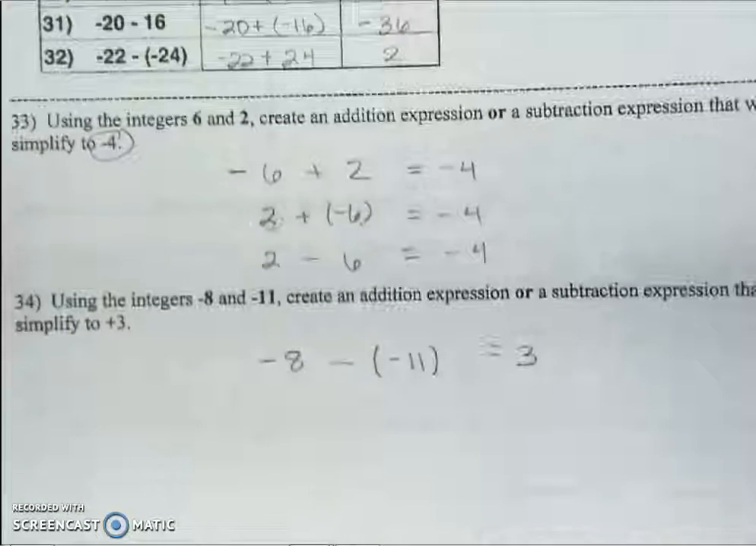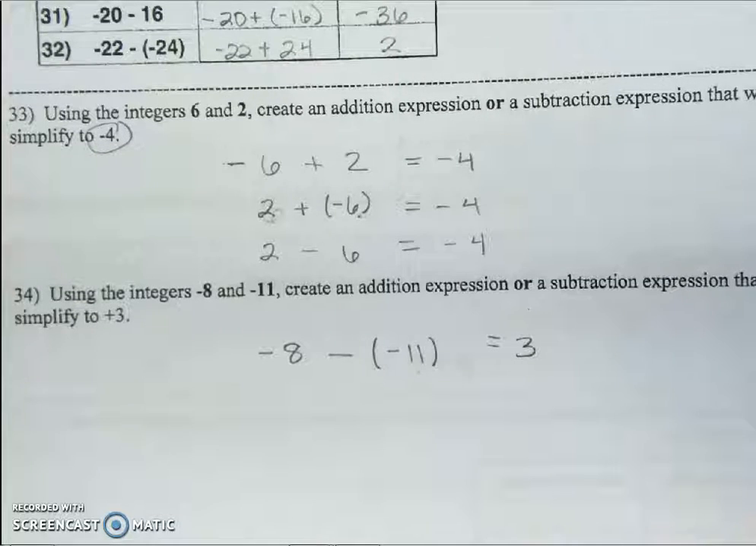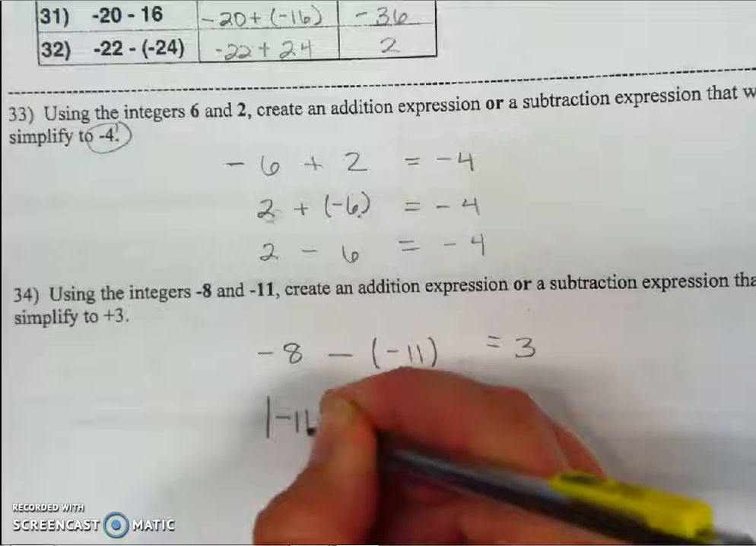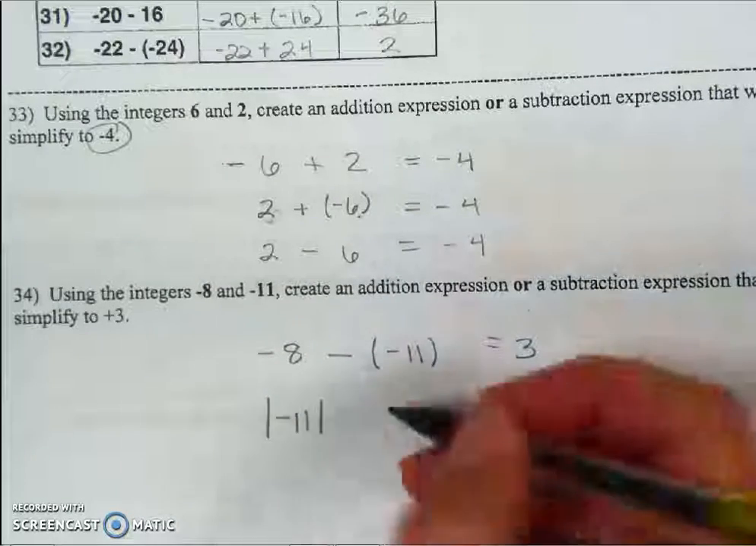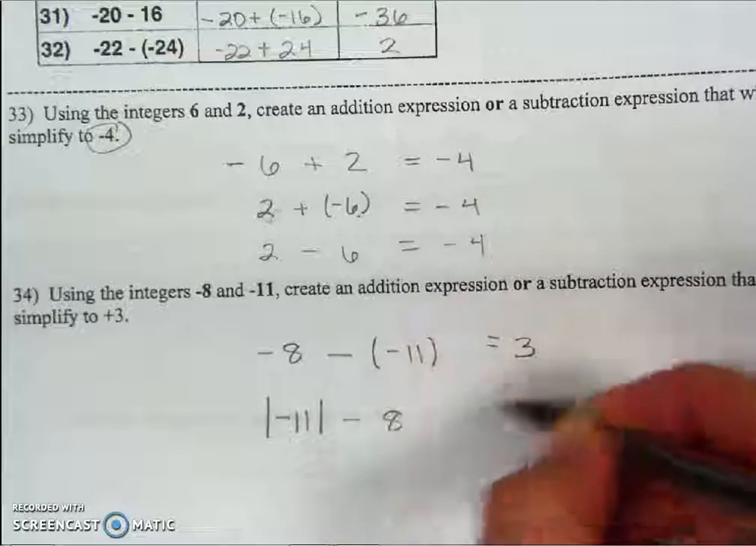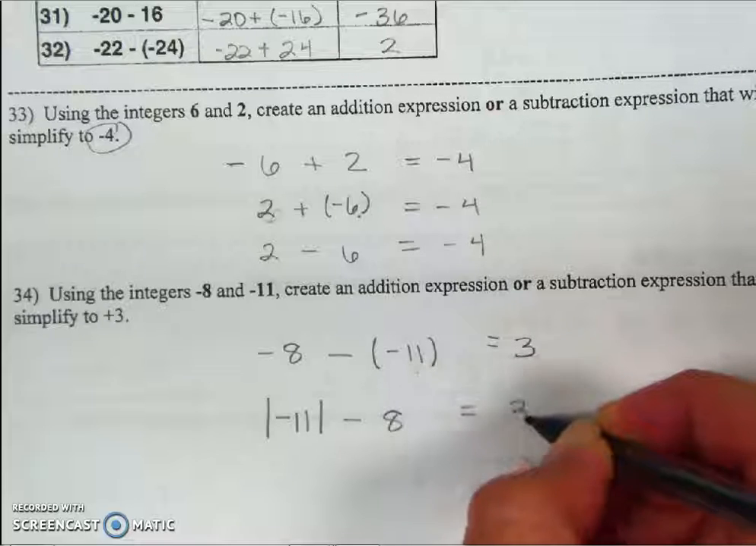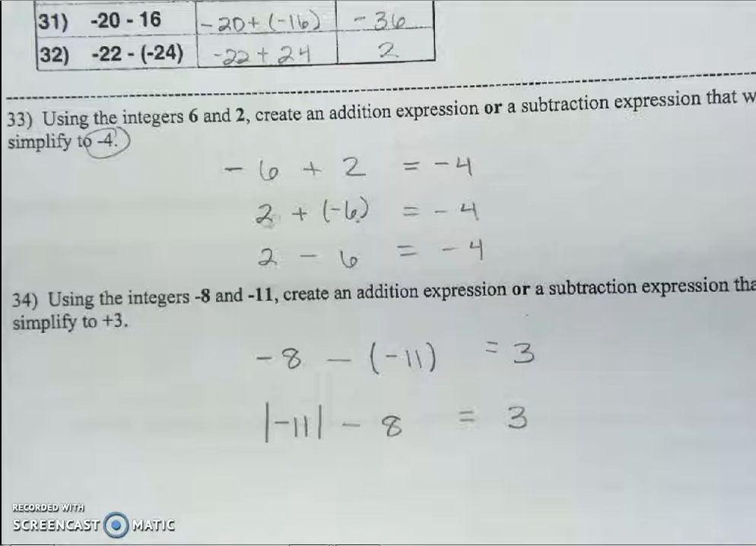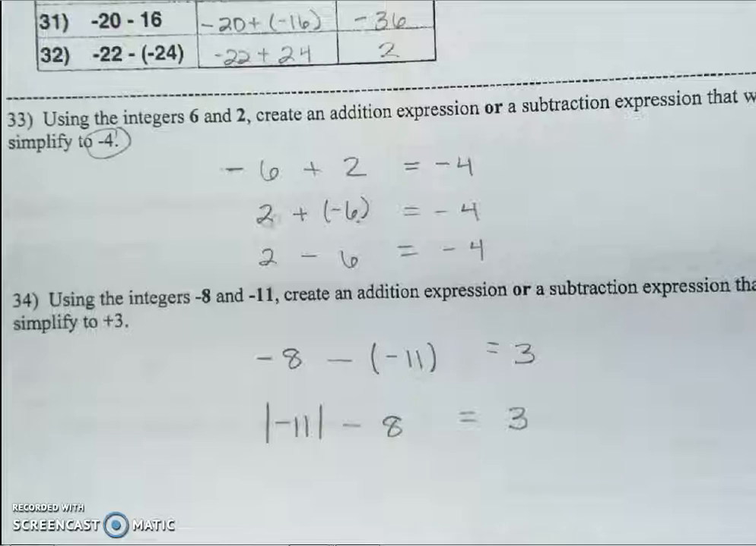Now remember, we also do have those absolute value signs, and so we could say the absolute value of negative 11, which would be positive 11, minus 8. So 11 minus 8 would give us positive 3. All right, so those are just some different creative ways we can work with these numbers and come up with some expressions. Otherwise, the main idea today, remember, all subtractions can be written as adding the opposite. Add the opposite, add the opposite.